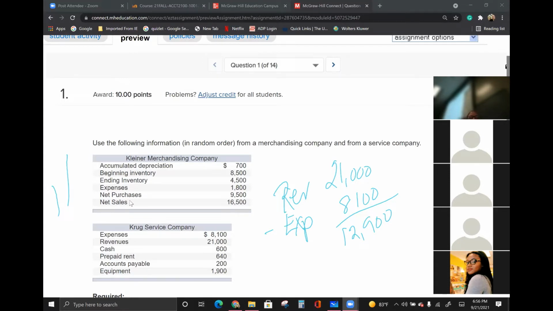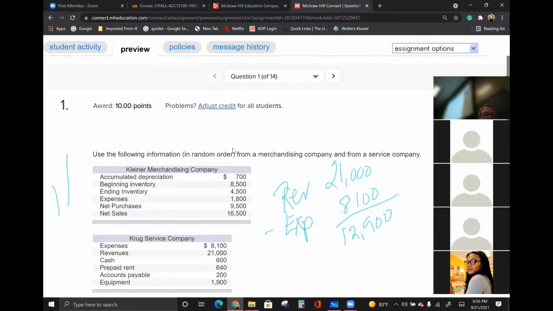So you have to take your purchases plus your beginning inventory to come up with what's available. Then deduct your ending inventory to calculate the cost of goods sold. Once you have the cost of goods sold, you take the revenue number, or your sales number. It says net sales on Kleiner. So take your net sales less your cost of goods sold, and that will give you your gross profit. So ours was 3,000.